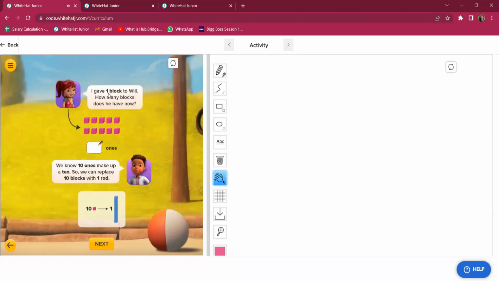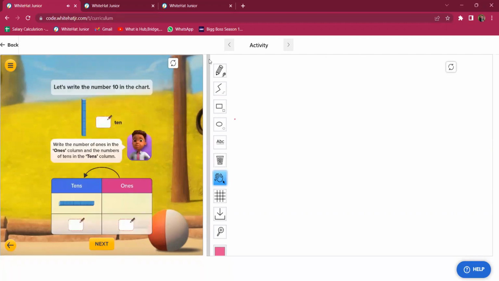I gave one block to Bill. How many blocks does he have now? After giving one, so there was 9, now it would be 10. Still we want to get out 1, 2, 3, 4, 5, 6, 7, 8, 9, 10. Now 10 makes one block. We know that, right? That 10 small blocks will make one block. Let's move ahead.